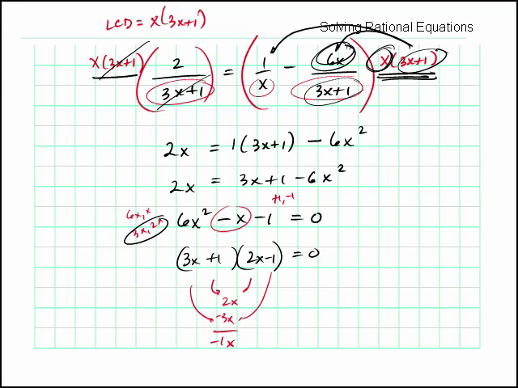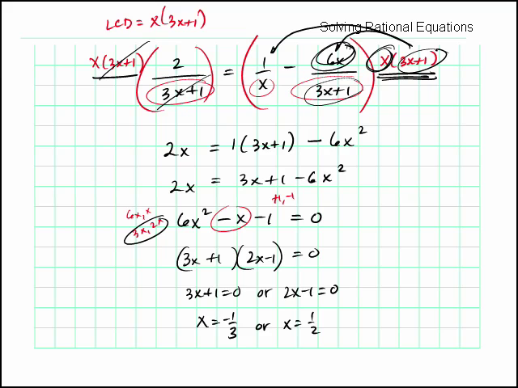Let me move that out of the way. Okay. So 3x plus 1 equals 0, or 2x minus 1 equals 0. If I solve this one, I get -1/3, and if I solve this one, I get 1/2.